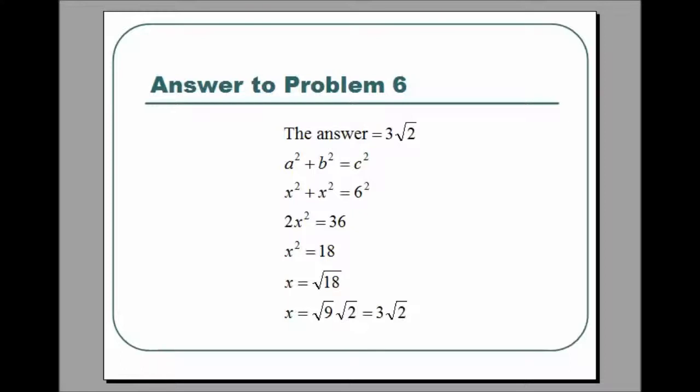Let's call the two legs x. We replace a and b with x and we square them. We get 2x squared equals 36. Dividing by 2 on both sides gives x squared equals 18. Taking the square root of both sides gives x equals the square root of 18. We simplify. The largest perfect square that divides evenly into 18 is 9. Therefore, the square root of 18 becomes the square root of 9 times the square root of 2, which is 3 square root of 2.